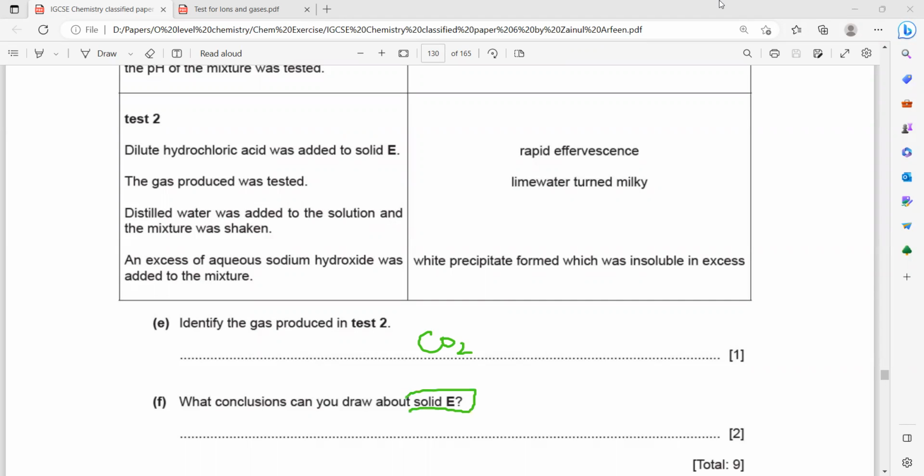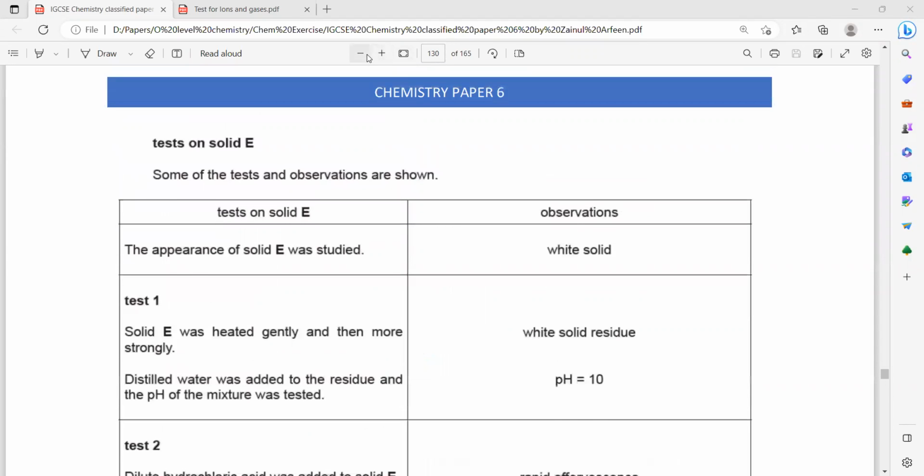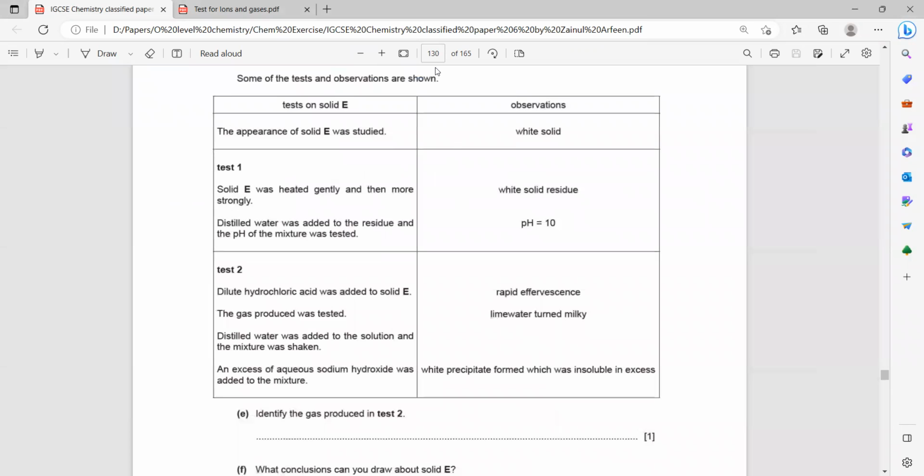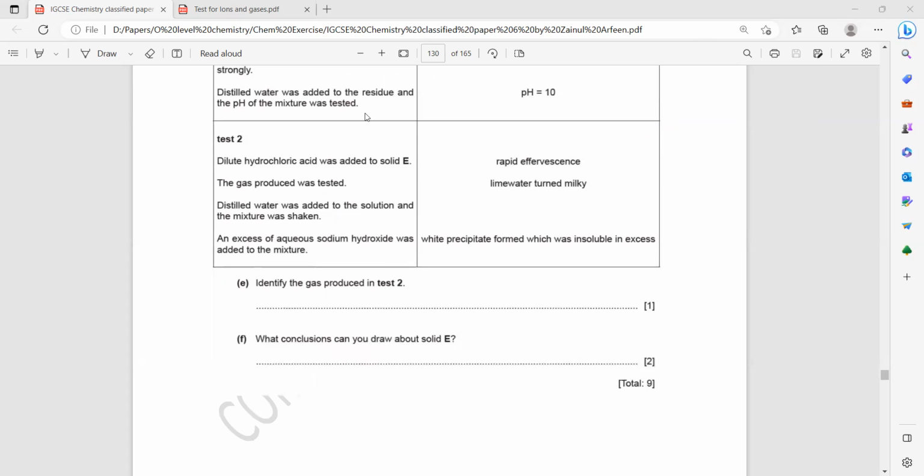So what we can conclude about solid E, first you have to check your results. First, it gives an idea that it does not have any transition element because it's a white solid. This gives an idea that there is a carbonate ion. This gives an idea there is a calcium ion. So we can say that this is actually calcium carbonate and it does not contain any other element or transition metal. You can write a formula, or you can write the name of the compound, so it is calcium carbonate.